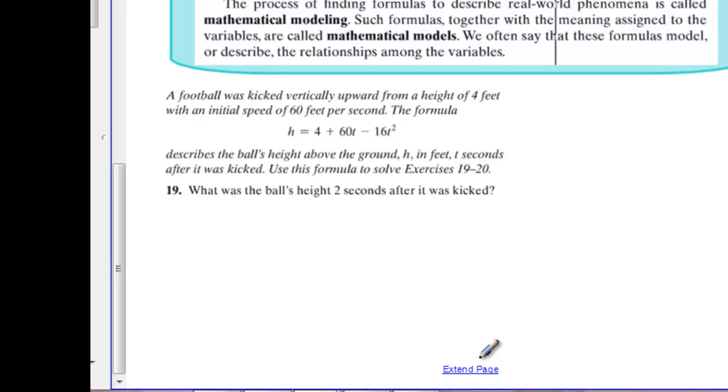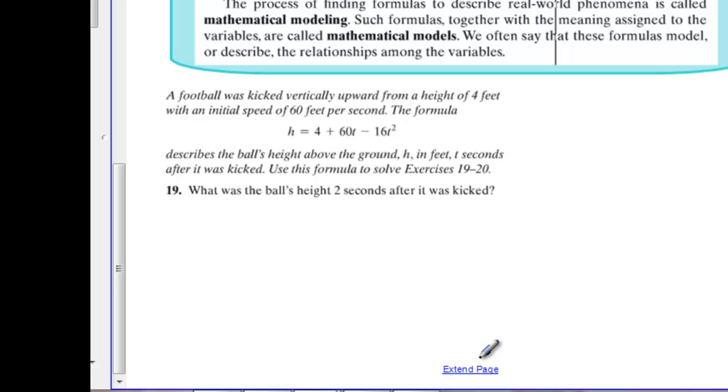So mathematical modeling is basically just word problems. It's where you're taking a situation and modeling it with a formula or a function. A football was kicked vertically upward from a height of 4 feet with an initial speed of 60 feet per second. The formula, h equals 4 plus 60t minus 16t squared, describes the ball's height above the ground, h, in feet. So h is how high it is, in feet, and t seconds after it was kicked, so t is your time in seconds.